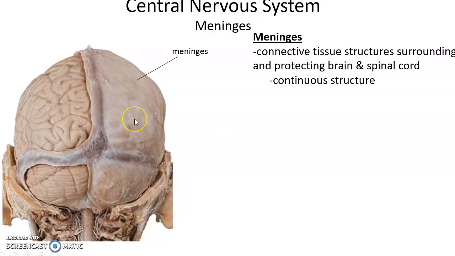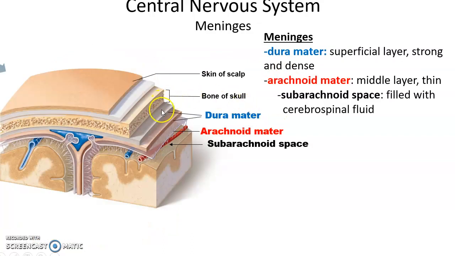Meninges. Meninges are 3 layers of connective tissue that surround and protect the brain and spinal cord. They are continuous structures around the brain and spinal cord. The most superficial layer of the meninges is the dura mater. Dura mater is very dense, very strong. So it is directly below the bone of the skull. Deep to the dura mater is the arachnoid mater. The arachnoid mater is a thinner, middle layer. Deep to the arachnoid mater is a space called the subarachnoid space.